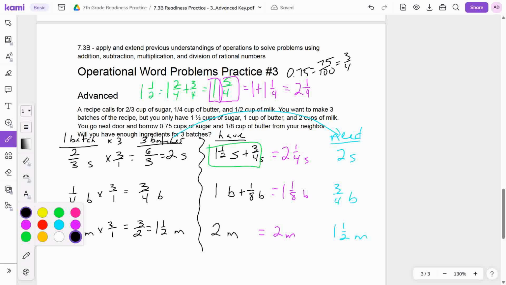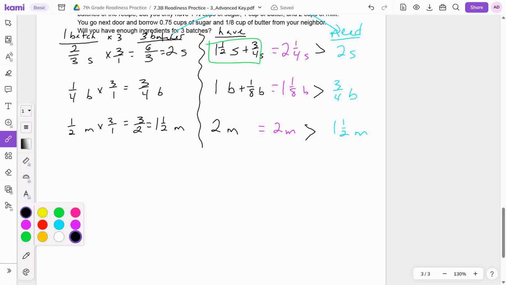So is 2 1/4 greater than or equal to 2? Yes. Is 1 1/8 greater than 3/4? Yes. Is 2 greater than 1 1/2? Yes. So do I have enough? Yes. As long as I had greater than or equal to, I'll say yes, you have enough. And that is all we need to do. I'll say enough ingredients.